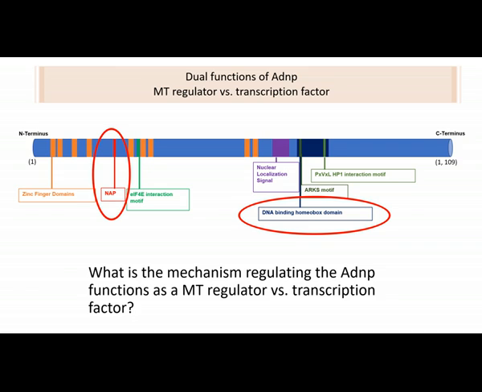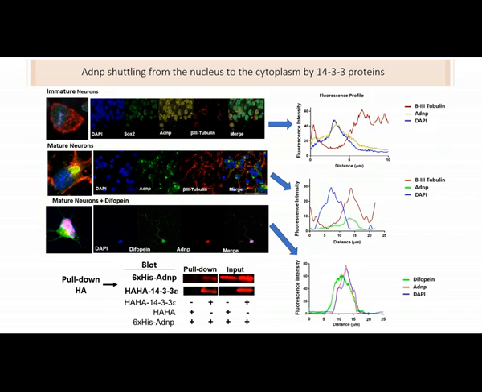We have been working on the functions of 14-3-3 proteins in neurodevelopment, and one of the major functions of 14-3-3 is to shuttle the binding target from the nucleus into the cytoplasm. Therefore, we tested if 14-3-3 regulates the Admp distribution by using a 14-3-3 inhibitor.